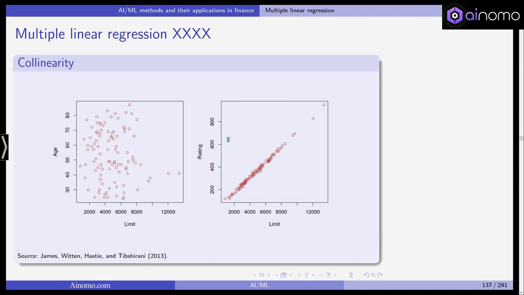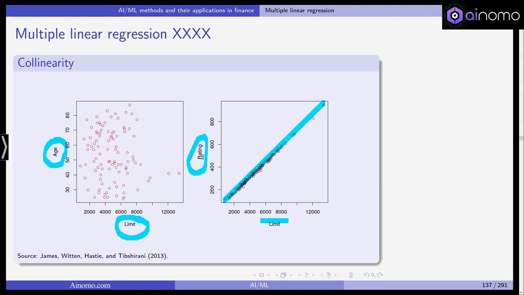Last but not least, collinearity. Collinearity means that x1 and x2, for example, are strongly correlated with each other. Here we are using the credit card data, and this is limit and age, and as you can see, those two variables are not really strongly correlated with each other. It's different with limit and rating. As you can see, there's a strong linear relation between the two, and including limit and rating in a regression model will lead to problems.